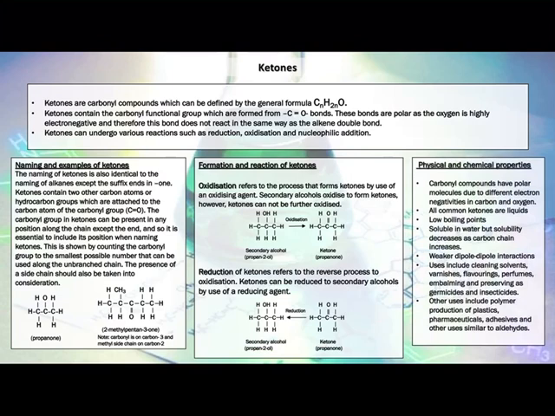and we have the formation and reaction of ketones. So oxidation of these refers to the process that forms ketones by use of an oxidizing agent. So secondary alcohols, like we looked at before, oxidize to form ketones. However, like I said before, ketones cannot be further oxidized. Reduction of ketones refers to the reverse process. So these ketones can actually be reduced back into secondary alcohols by use of a reducing agent. And we have some of the physical and chemical properties to the right again.